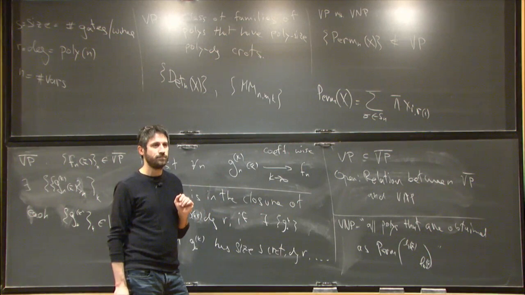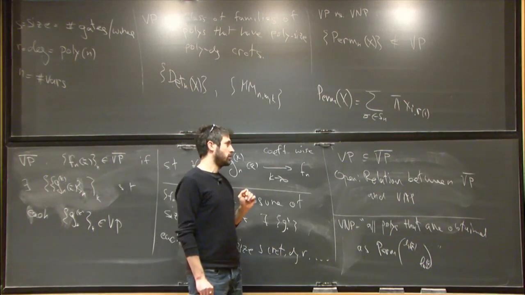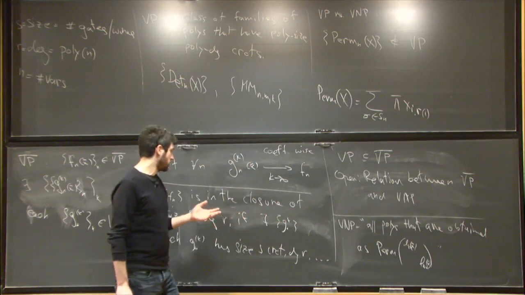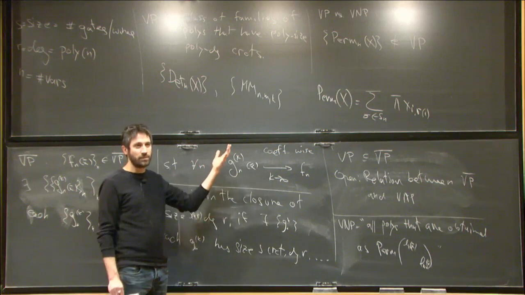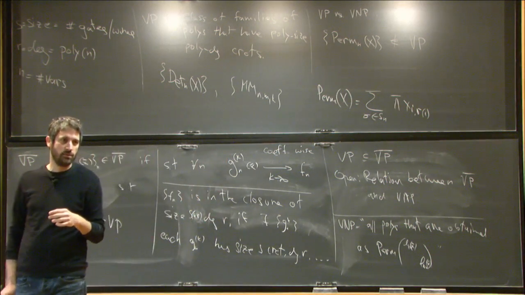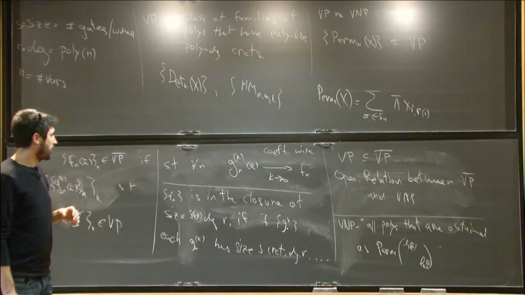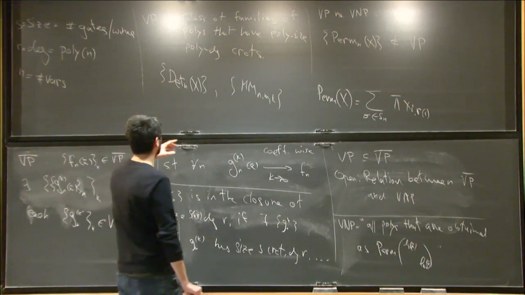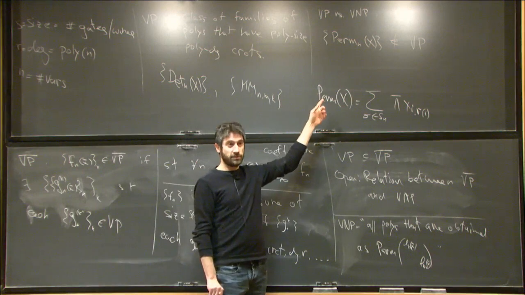If you don't restrict the degree, then how do you even know that VP bar only contains polynomials? It might contain things that are not polynomials. If you restrict the size, then you get an upper bound on the degree anyway, so it always contains polynomials. But okay, we also spoke about the question of showing that the permanent is not in VP.